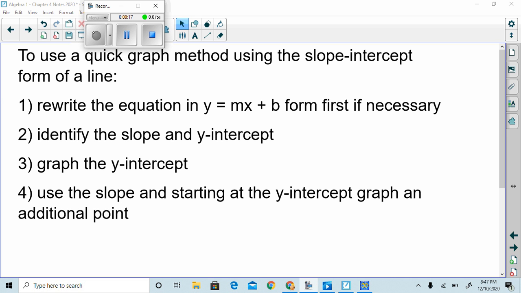When we're given an equation, it could already be in slope-intercept form, or we might have to rewrite it. Once it's in the y equals mx plus b form, we're set. We'll identify our slope and the y-intercept, so that's m and b, and we'll start by graphing the y-intercept. Once we have that point on the y-axis, we'll use the slope, and we'll use the graph to find at least one additional point.